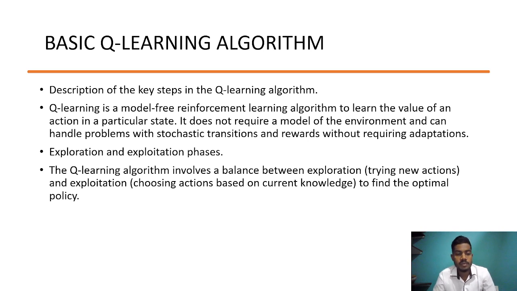Exploration and exploitation phases. The Q-learning algorithm involves a balance between exploration, trying new actions, and exploitation, choosing actions based on current knowledge to find the optimal policy.